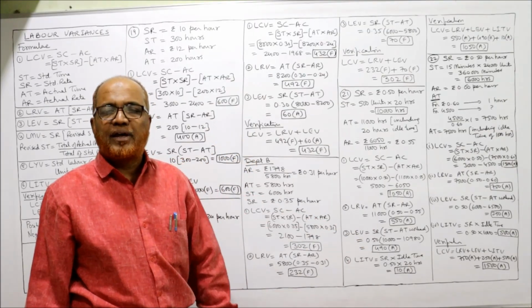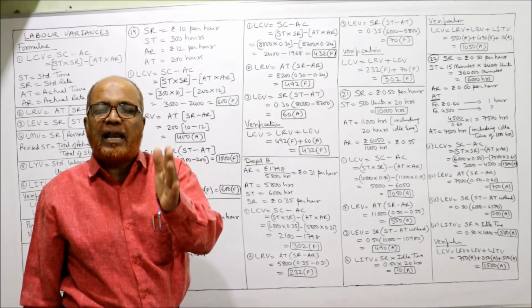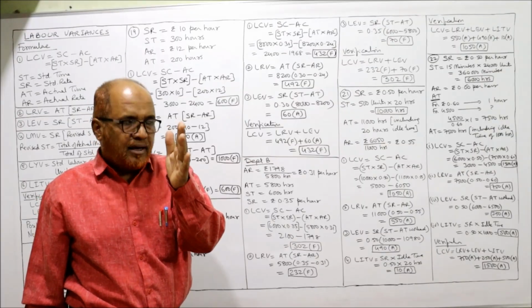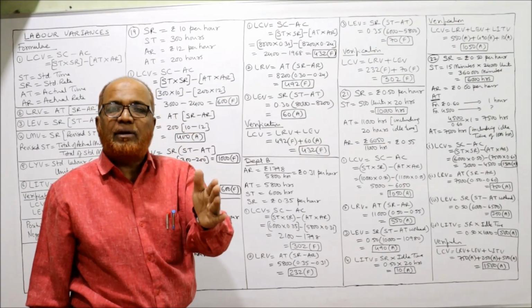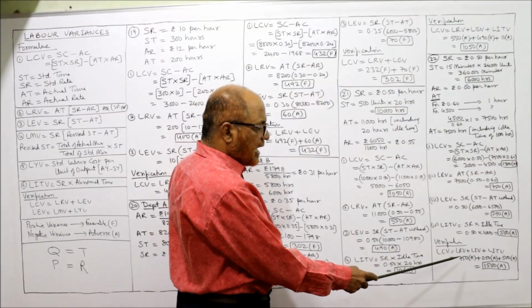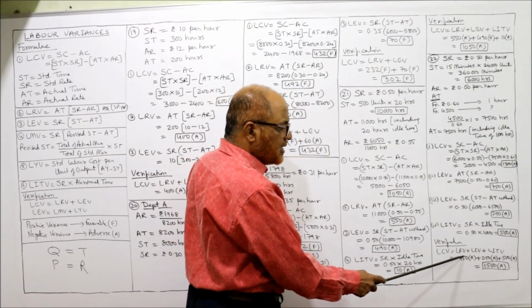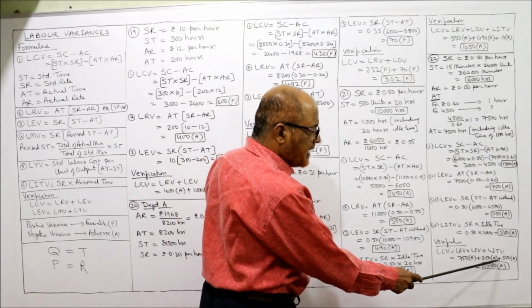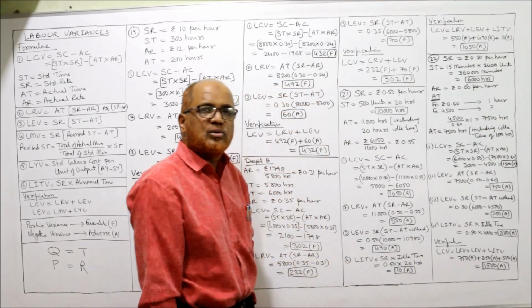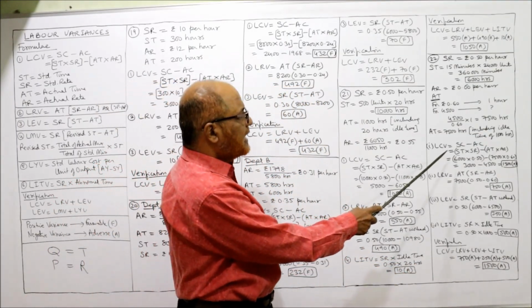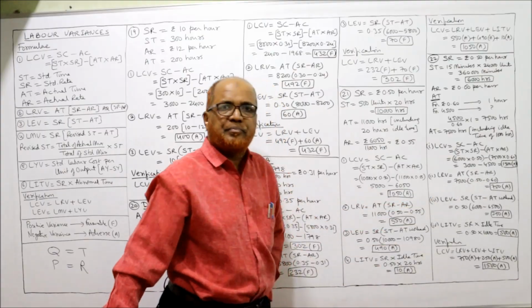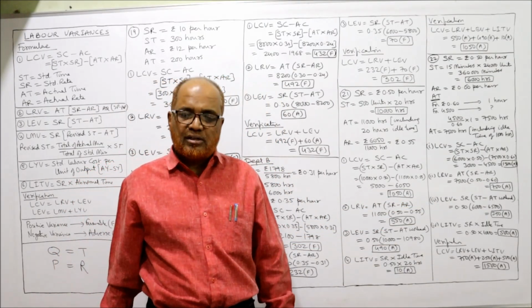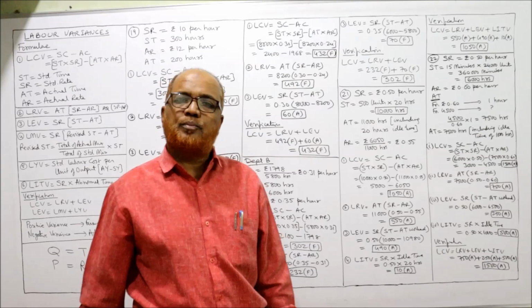Now verification. LCV is equal to LRV plus LEV plus LITV. 750 adverse plus 250 adverse plus 500 adverse, 1500 adverse. You can see LCV 1500 adverse. Verified. So we have completed 22 problems.